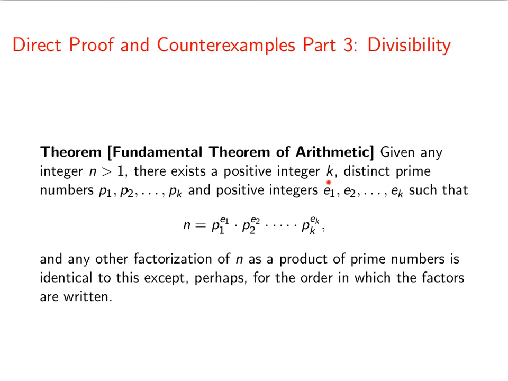This positive integer k tells us how many primes there are. The p1 through pk are the primes that show up in the factorization of n, and the integers e1 through ek, those are the exponents that go on the prime numbers. The other part of the theorem says that any other factorization of n as a product of prime numbers is going to be identical to this, except of course there's the possibility that we could reorder the primes, but remember we don't want to consider that to be a different factorization.